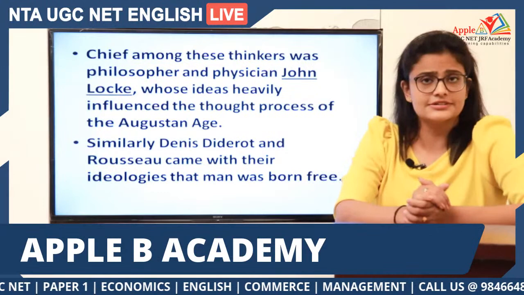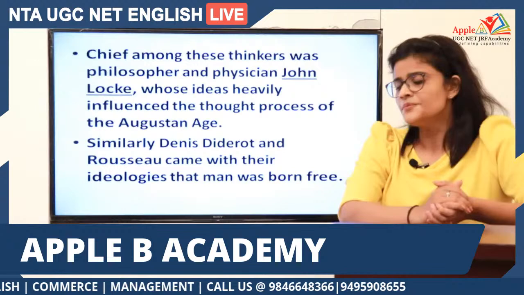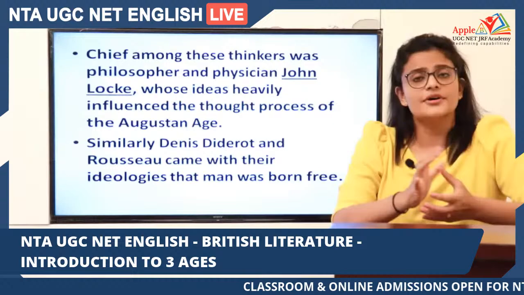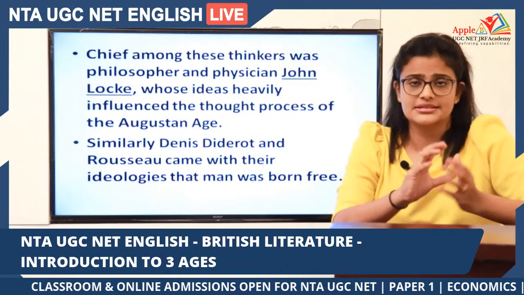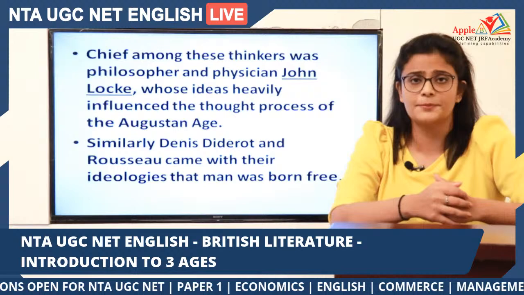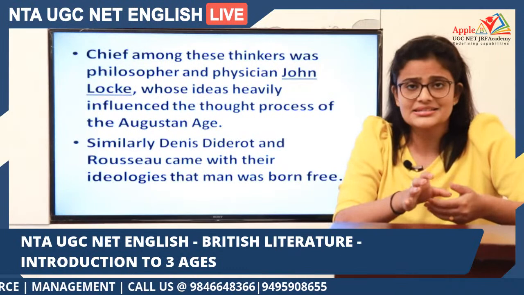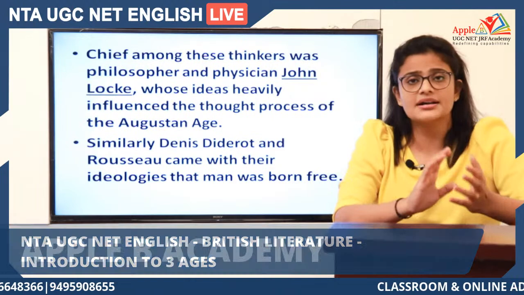John Locke, as you all know, is a philosopher and also a physician. His ideas have influenced the thought process of the Augustan age, because John Locke is actually the person who brought the idea of tabula rasa. That means a person or a child is born with his mind like a tabula rasa, a white paper, and what is written on that paper, or what is going to be written on that paper, is based on his senses and also his experiences. So it is the senses and the experience that mark everything on an individual.